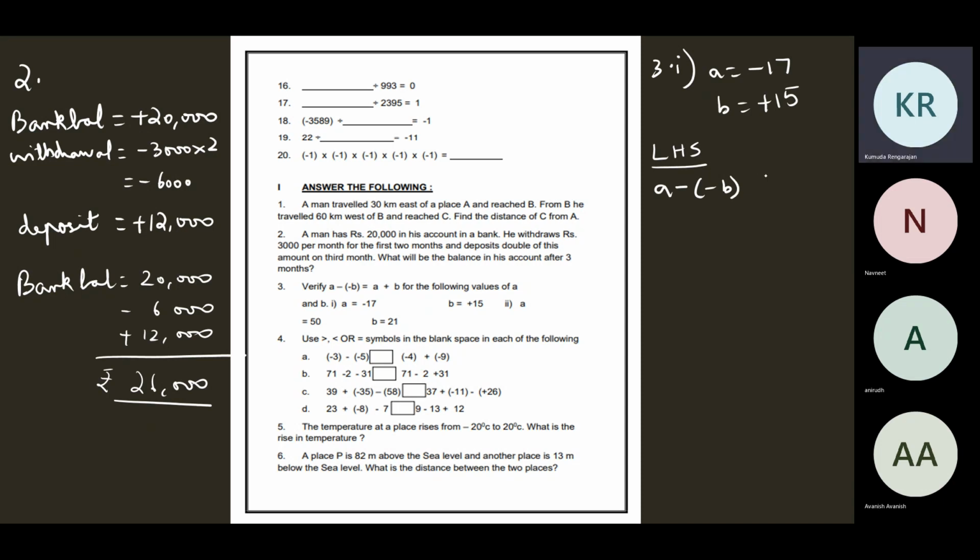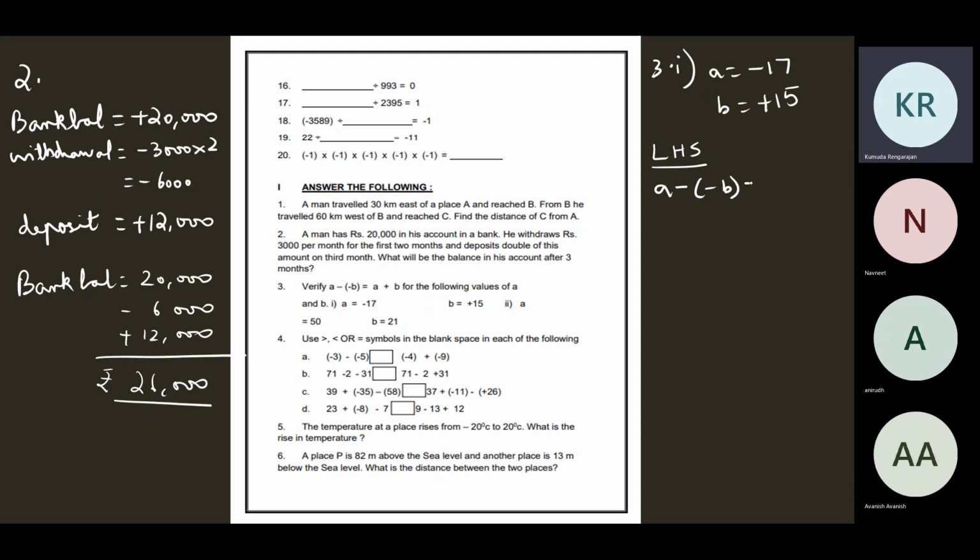Now I'll tell you the procedure. I want all of you to do the second one correctly. Whenever it is verify, what should you do? Write out the values given for A and B. A is minus 17 and B is plus 15. Now look at the property which has to be verified: A minus of minus B is equal to A plus B. So take the LHS, A minus of minus B.